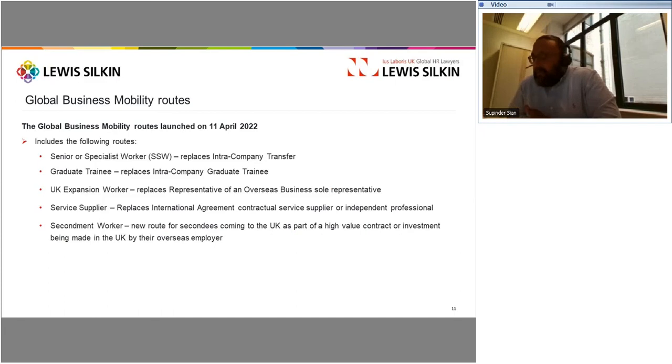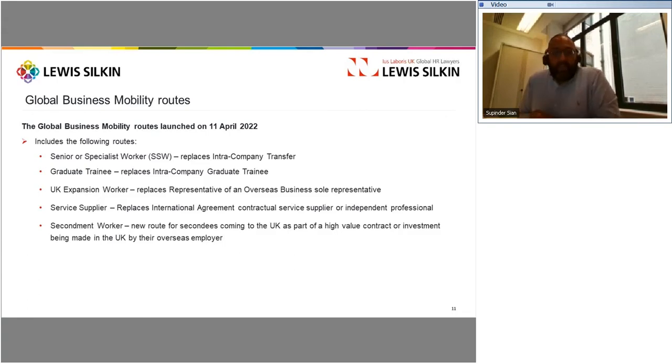So on the 11th of April this year, we had the onset of the new global business mobility routes, which is their solution to modernize the UK immigration system to make it attractive to overseas businesses and supposedly easier routes to transfer overseas staff to the UK. It remains to be seen as to whether they're actually that helpful or are they just rebranded and repackaged old routes to make them look more attractive, but in reality they are not.